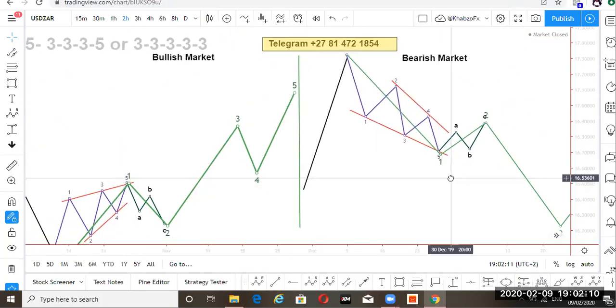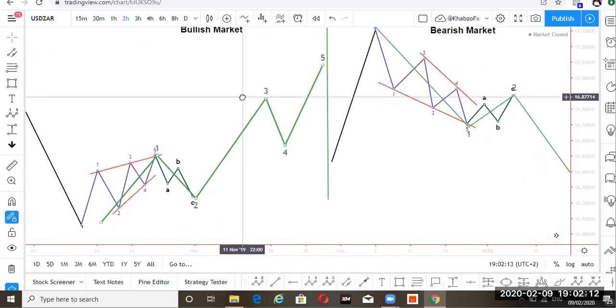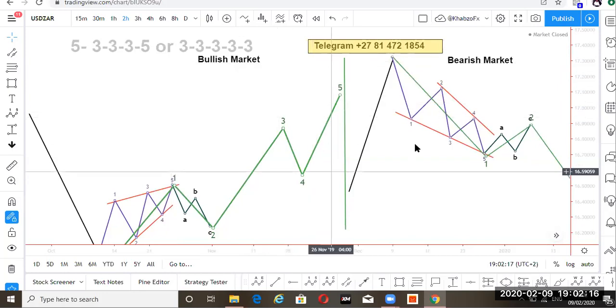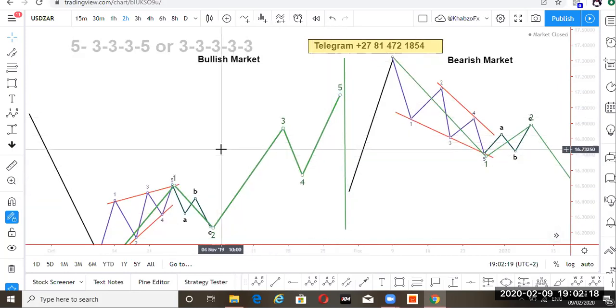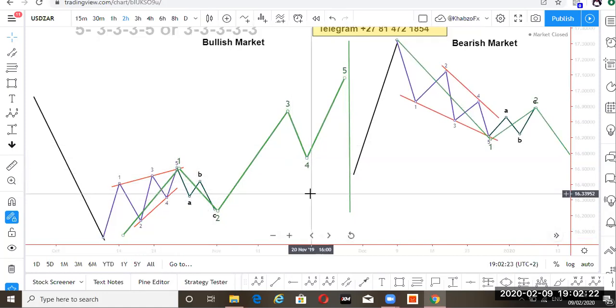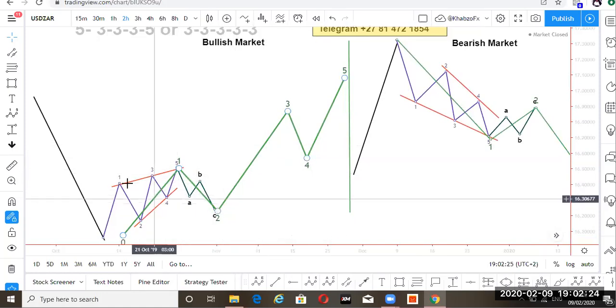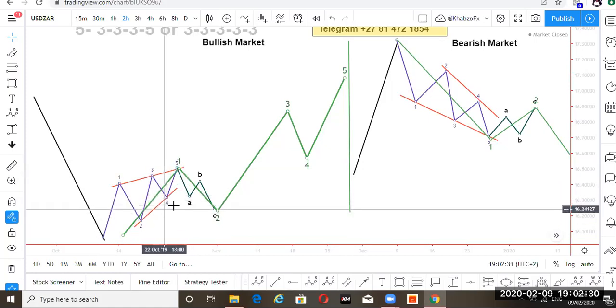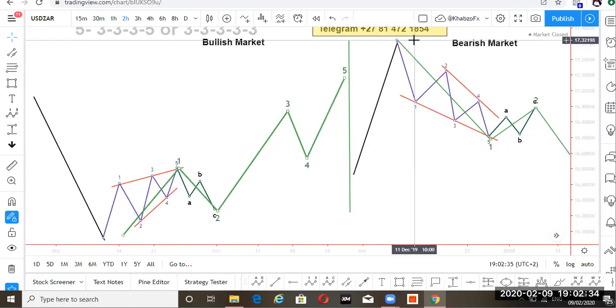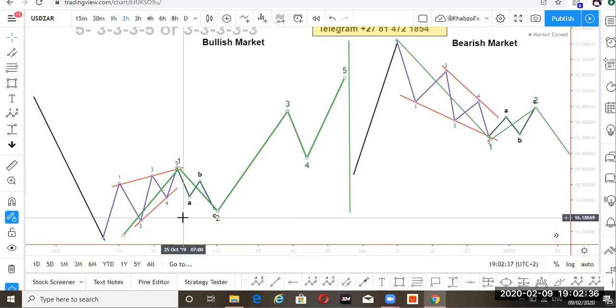And this one is for just a basic understanding. This is a schematic diagram, it's not the real chart. I was just explaining how we go about trading a leading diagonal. It's not that you only find a leading diagonal at the beginning or at the end of the market. You can find it on top or at the bottom.